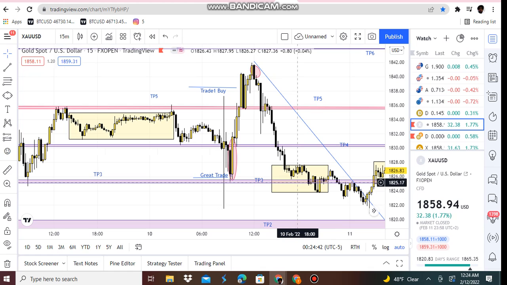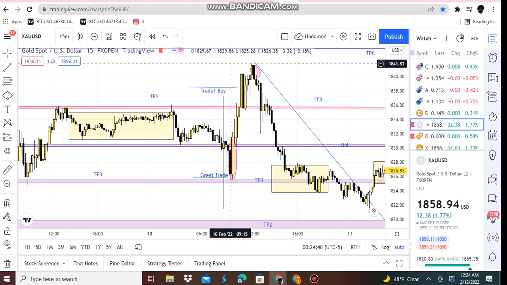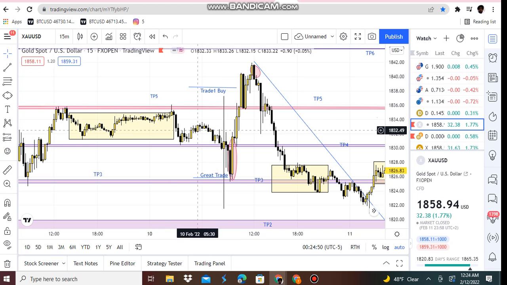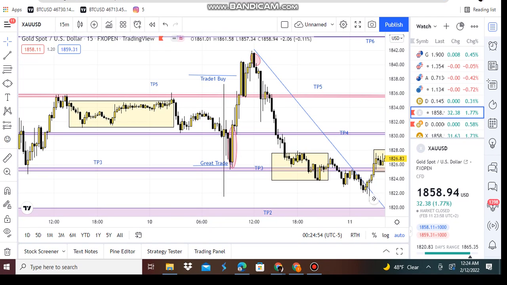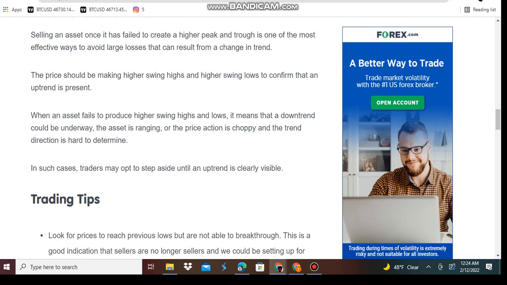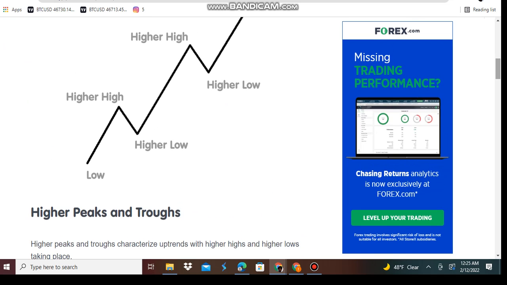And price heads back from Great Trade 1 all the way up to 1841. After we see this higher low, boom. See this higher low, boom. And then what do we see? Let's go back to this uptrend real fast. Once more, price makes what? A higher low before making a higher high.